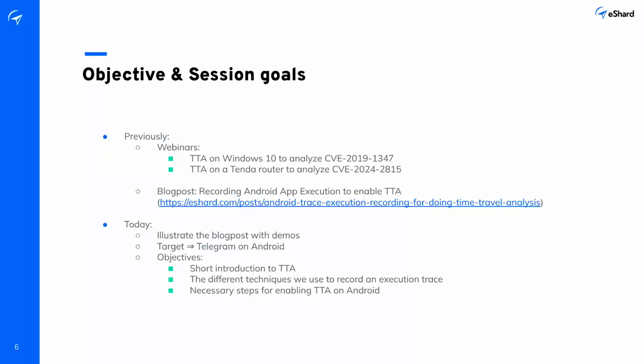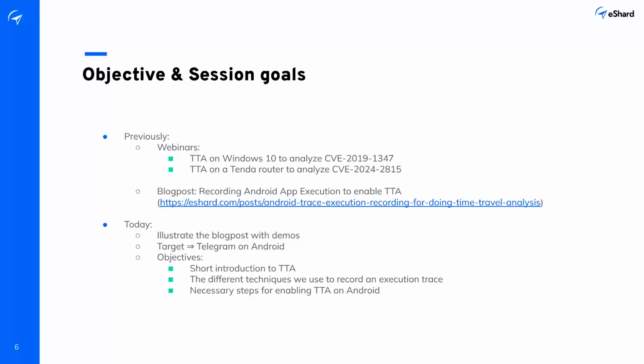Previously, a colleague of mine made two presentations regarding time travel analysis. There were two different targets. The first one was on Windows 10, and the purpose was to analyze a vulnerability by means of TTA. And the second one was for analyzing an IoT object, which was a Wi-Fi router branded by Tenda.